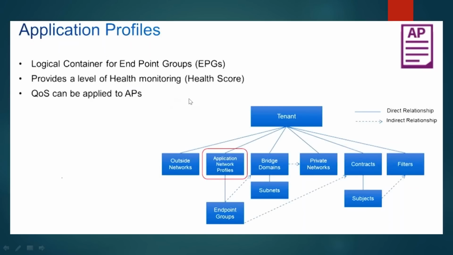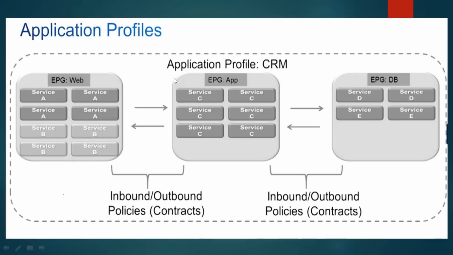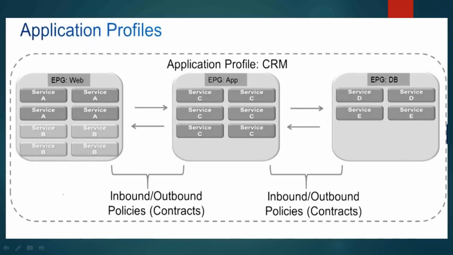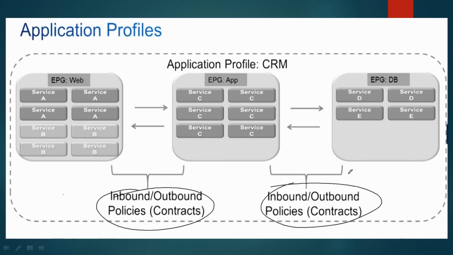Inside the application profile, we define the endpoint group, correct? So logical container for endpoint group provides a label for health monitoring. QoS can be applied on the application profile. Finally, we have one example where you can see that I can group the common tasks. So endpoint group related to VMs, related to web application, endpoint group in application related to application VMs, or maybe physical devices also, EPG in database related to database services. These are different EPGs, endpoint groups, so they need contracts to communicate with each other, because by the end of the day they are stateless.